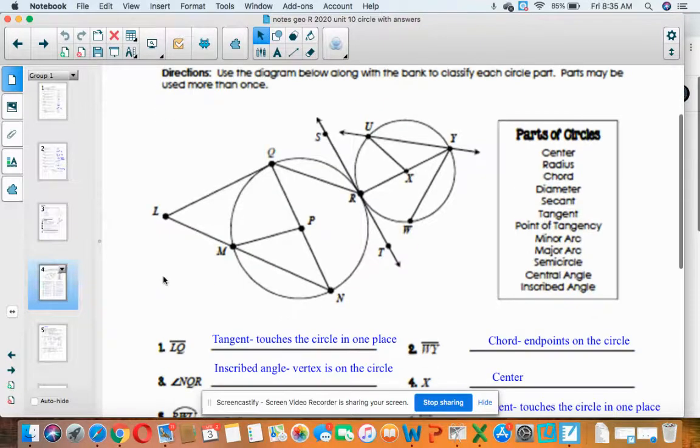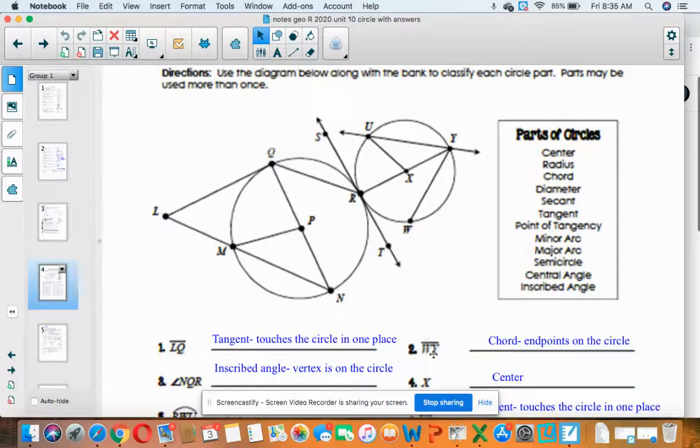The first question we have is LQ. So I'm just going to point out LQ. LQ is right here. So it's this line. It's touching the circle in one place. That's a tangent line. So any line that touches a circle just once is called a tangent line.